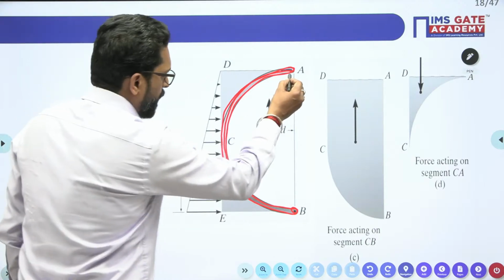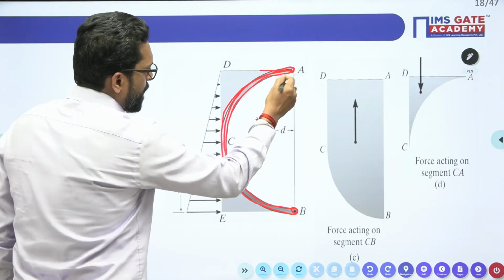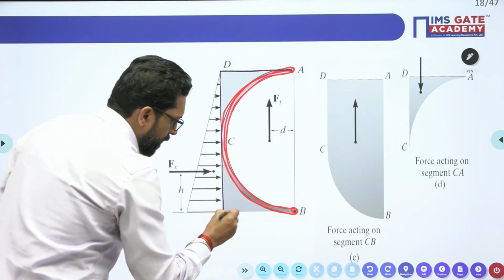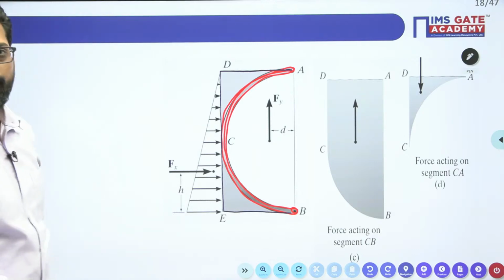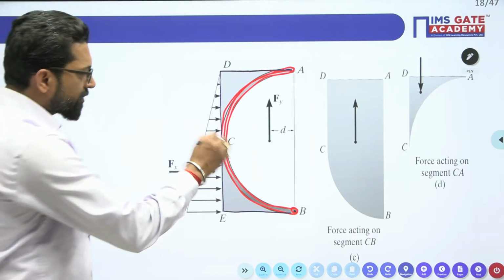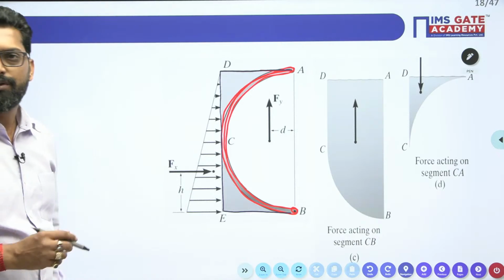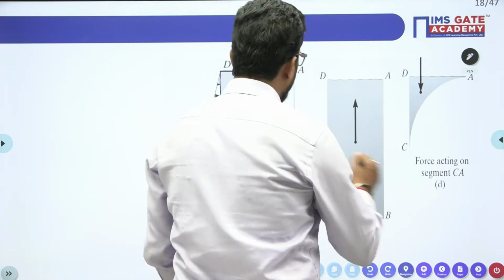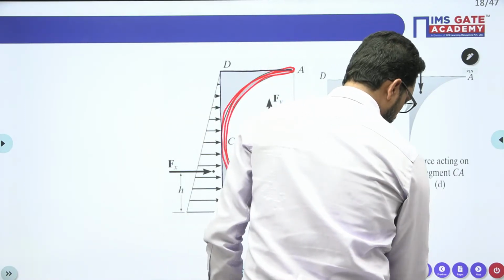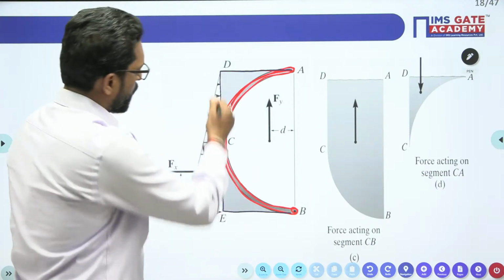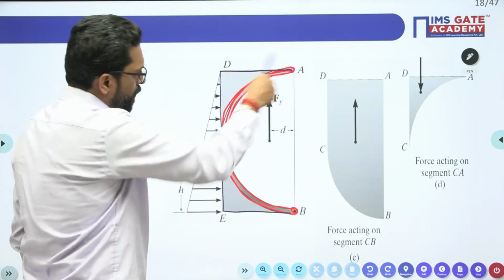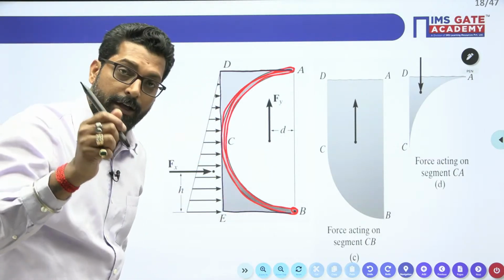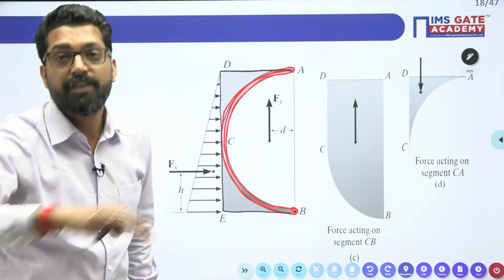This much amount of fluid we have to take into consideration. First we calculate the horizontal force. We make a diagram. The curved surface we project vertically. If you calculate horizontal force, the projection is vertical. If you calculate vertical force, your projection is horizontal.